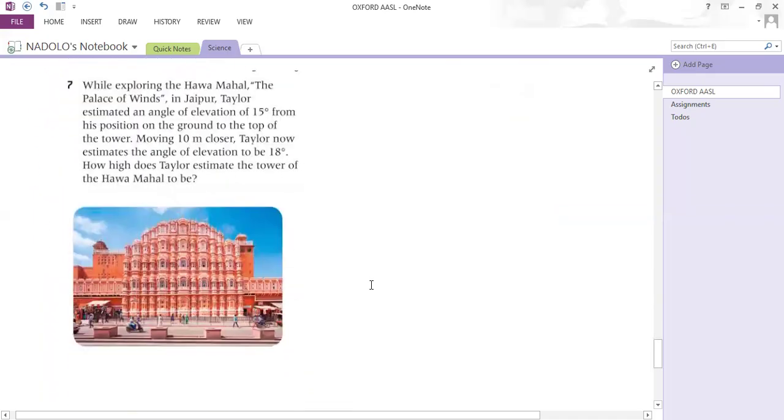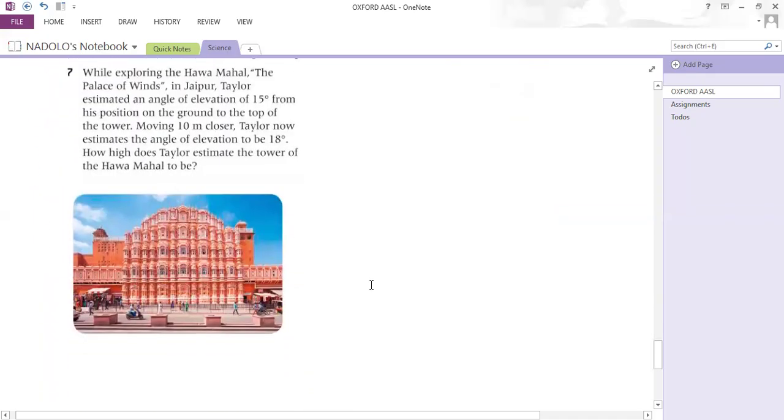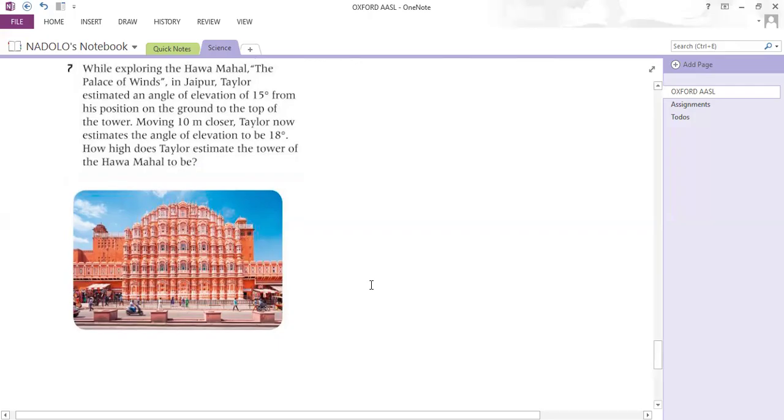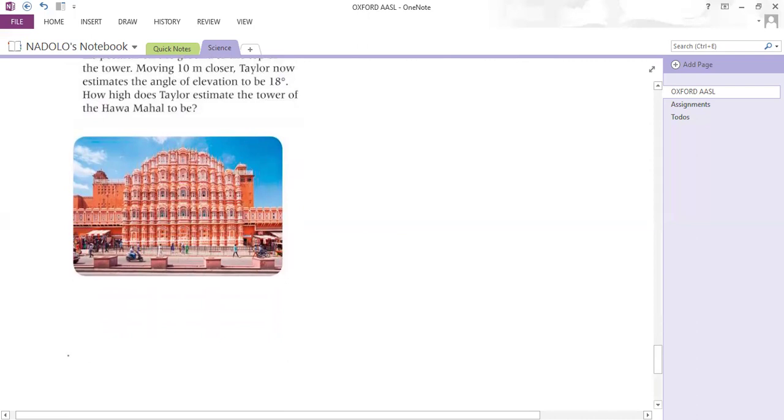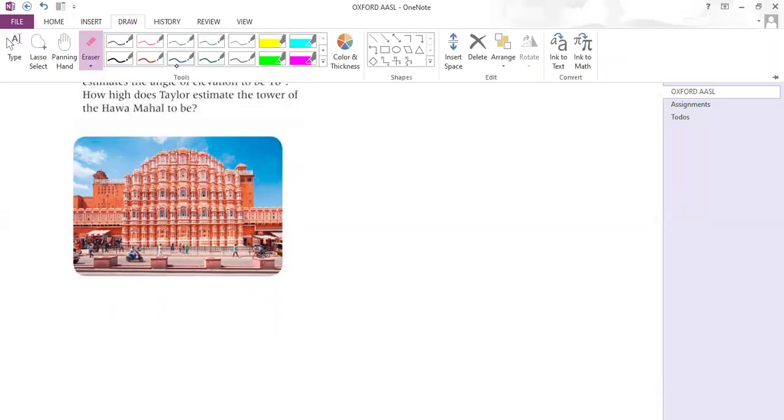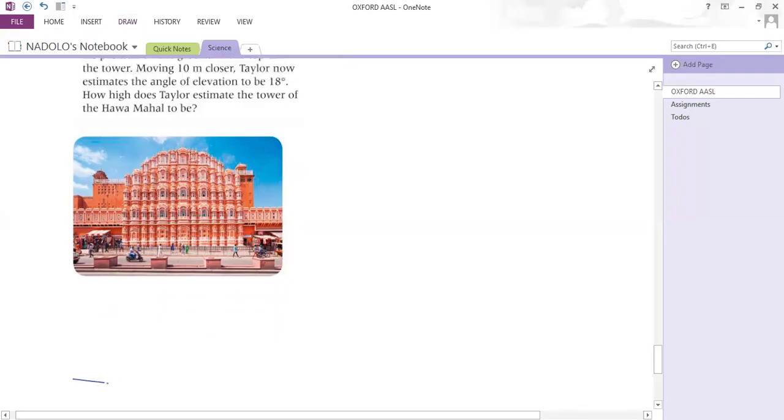Right, question 7. While exploring the Hawa Mahal, the Palace of Winds in Jaipur, Taylor measured an angle of elevation of 15 degrees from his position on the ground to the top of the tower. Okay, so let's say this is where the eye level is. Let me draw a nice line. So talking about 15 degrees as the angle of elevation.